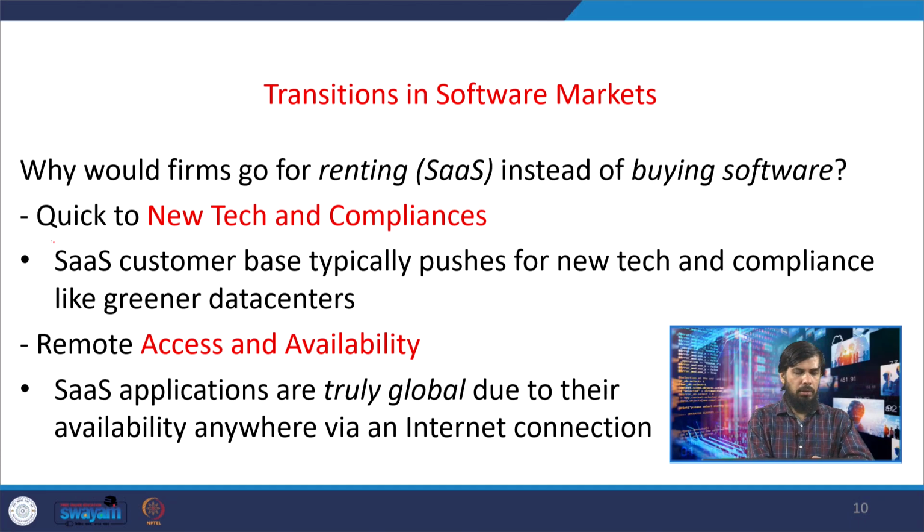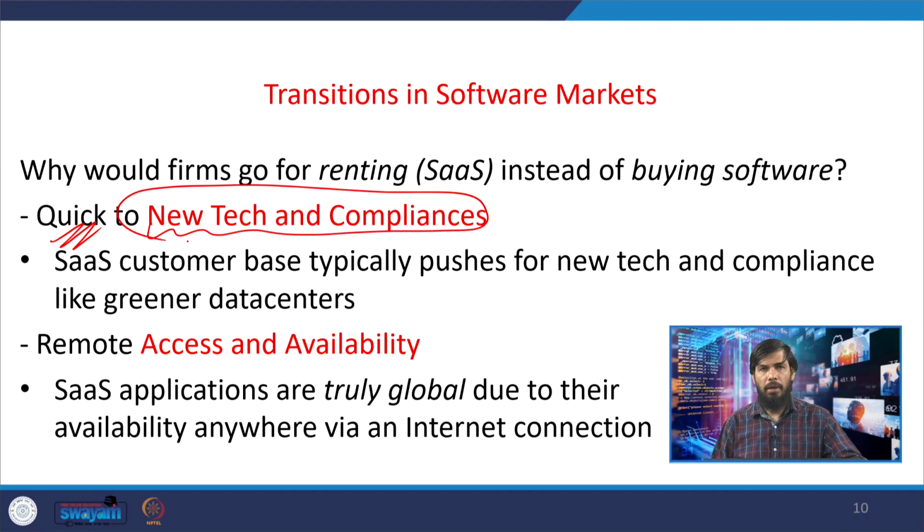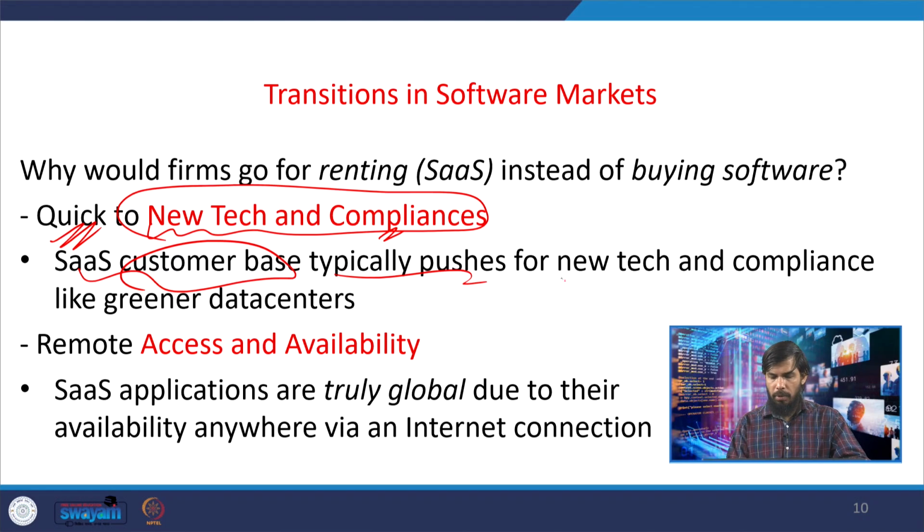The next factor is that firms going for SaaS might be quick to adopt new tech and compliances, right? Why can that happen? Because the SaaS customer base might push the SaaS provider to deploy or integrate that new tech as part of the SaaS offering, and can also push the SaaS provider to comply with new regulations that might come, right? Typically a push for new tech and compliances, like green data centers.